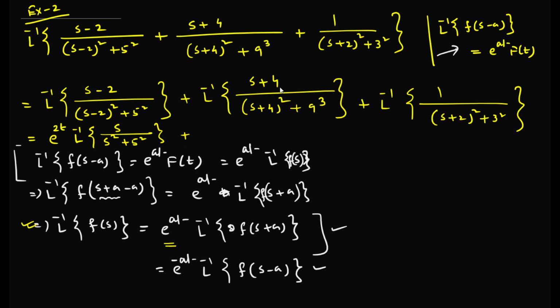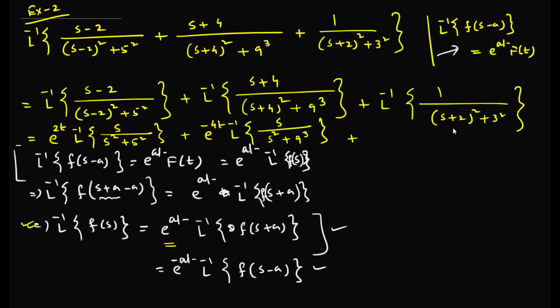See, now we have s plus 4. So here a is how much? A is minus 4. So it will be e to the power minus 4t. So whenever you write e to the power minus 4t, our s will be s minus a. That means in place of s, now we are going to write s minus 4. S minus 4, then plus 4 cancels. You have only s, and then here you have s square plus 9 square. Okay, is it all right?